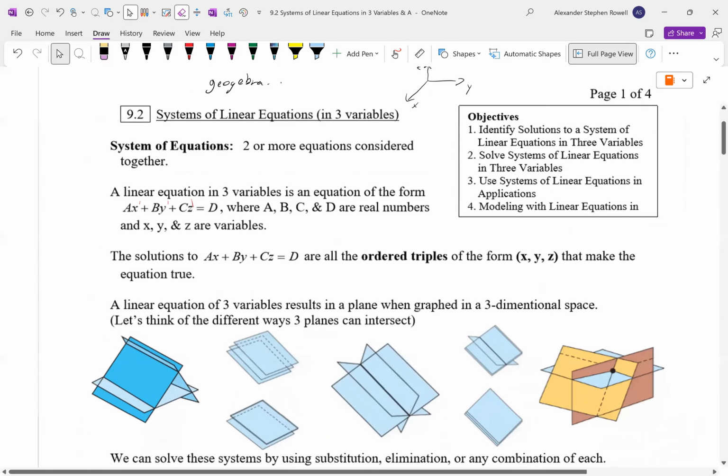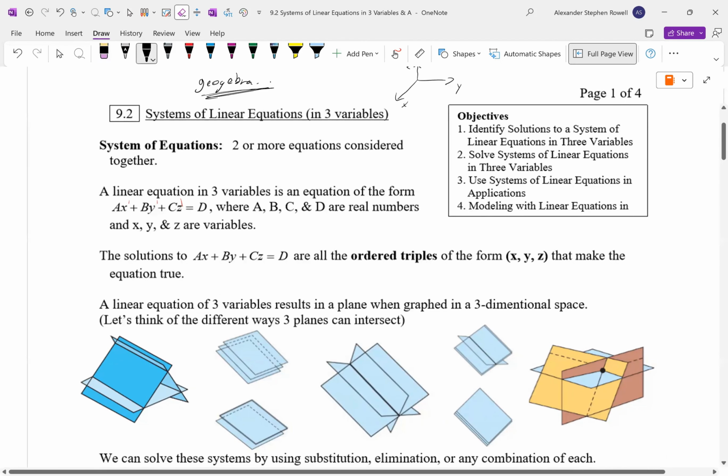Okay, you don't need to graph these, but if you're curious, I'll pull it up for you at the end, should we have time.